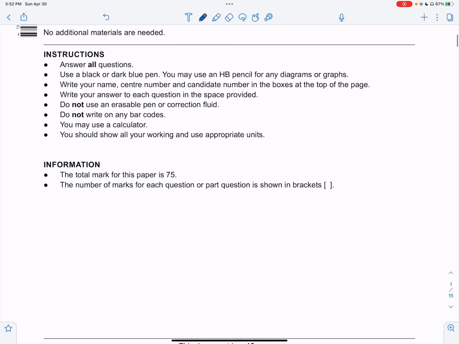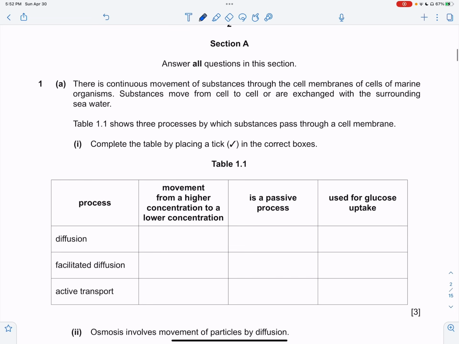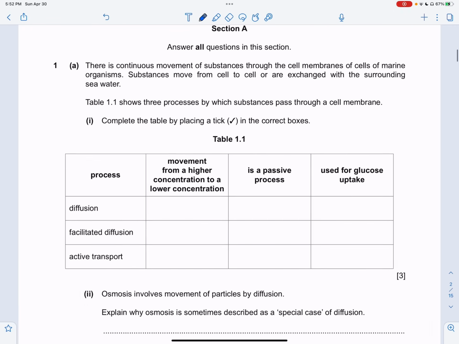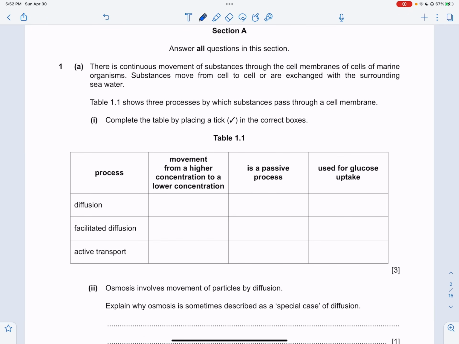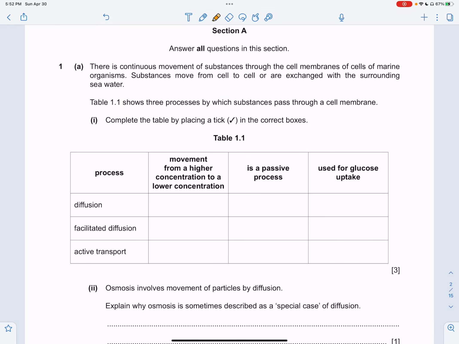All right, and again, you can download this on your own and then do it or print it out. So this is chapter 6, molecule or particle transport. And it starts with there's continuous movement of substances through cell membranes of cells of marine organisms, and substances move from cell to cell or are exchanged with the surrounding seawater like gases or waste. And you see 3 processes by which substances will pass through a cell membrane. Complete the table by placing a tick in the correct boxes.